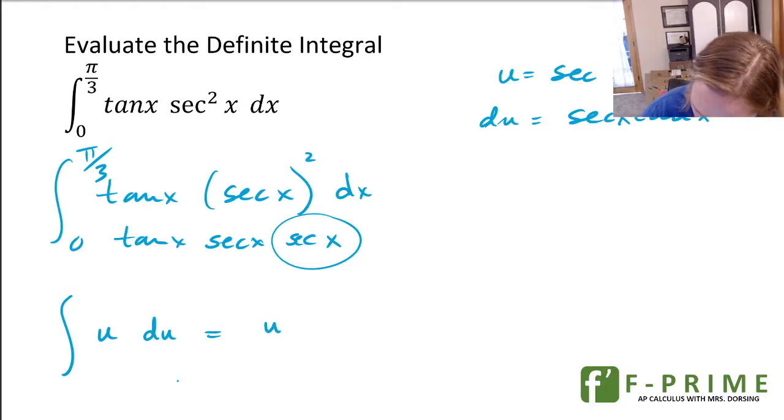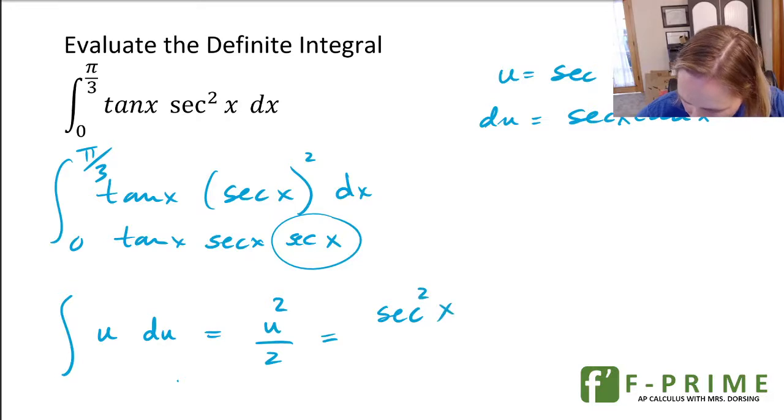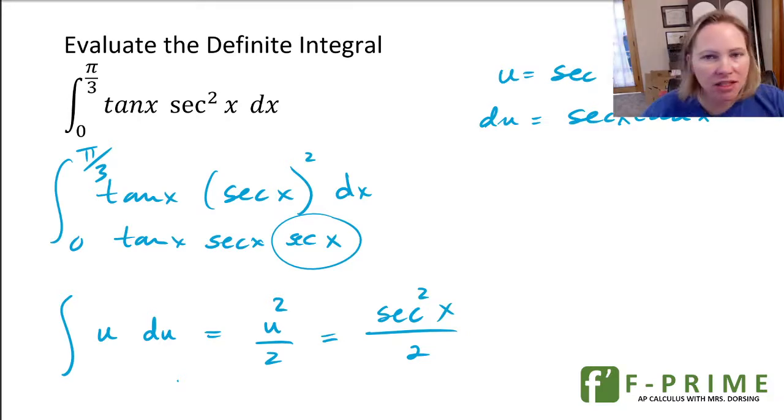It's really cool. So it's u squared over 2. I'm not going to worry about the plus c because it's a definite integral and it's just going to go away anyway. But then I'm going to rewrite it with secant in there. So secant squared x over 2. And now I'm going to go ahead and put my limits of integration in there.